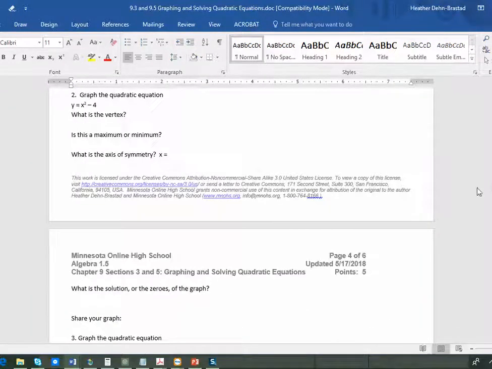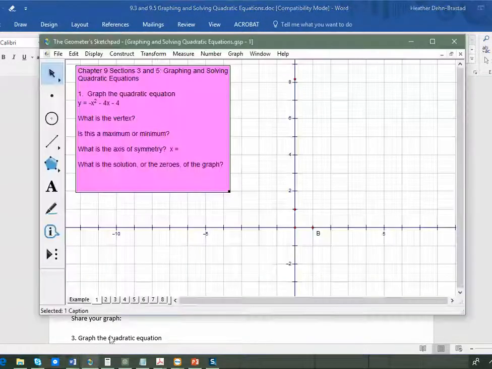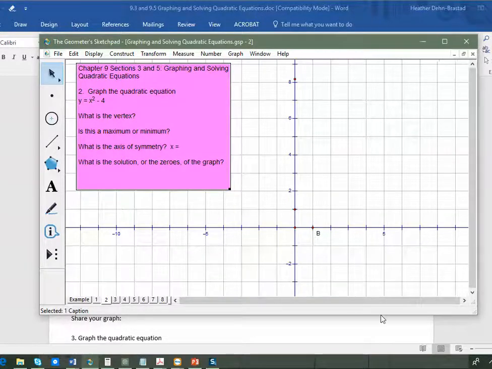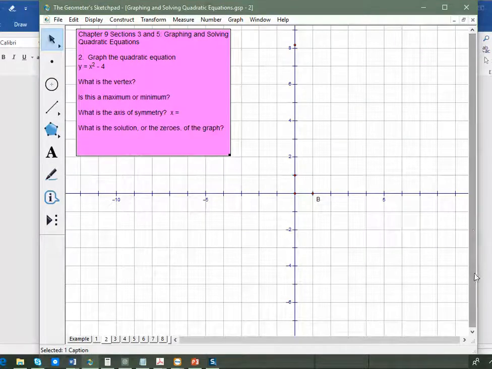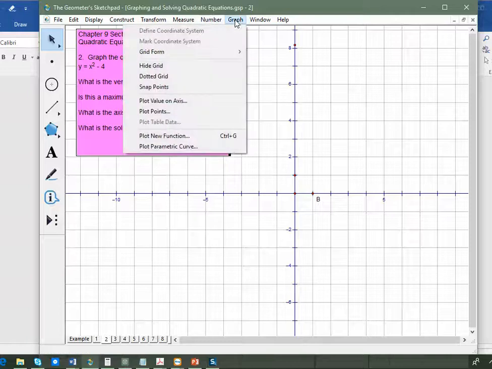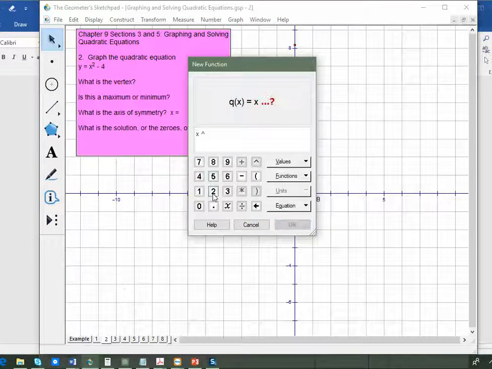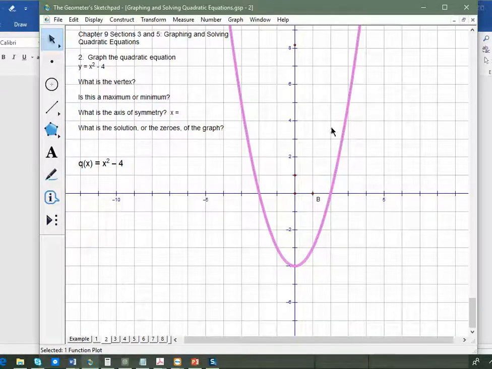So for the next one, I said I would do this one in Sketchpad. So in the Sketchpad assignment, it's the same problems. Here's the one we just did. There's tabs down at the bottom so that you can go to each page separately. And now we're going to graph this one in Sketchpad. So it says to graph the quadratic equation y equals x squared minus 4. So x squared minus 4. And there's the graph. And then it says what is the vertex and so on.